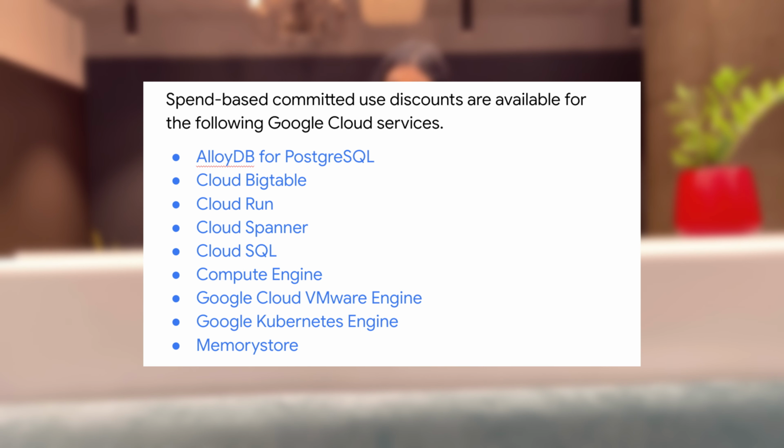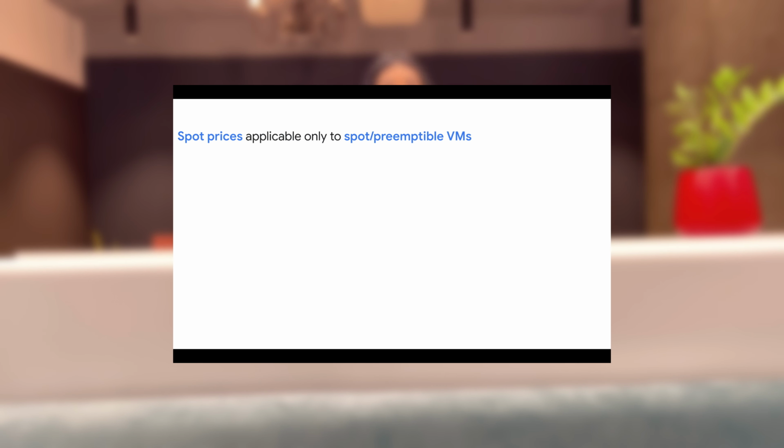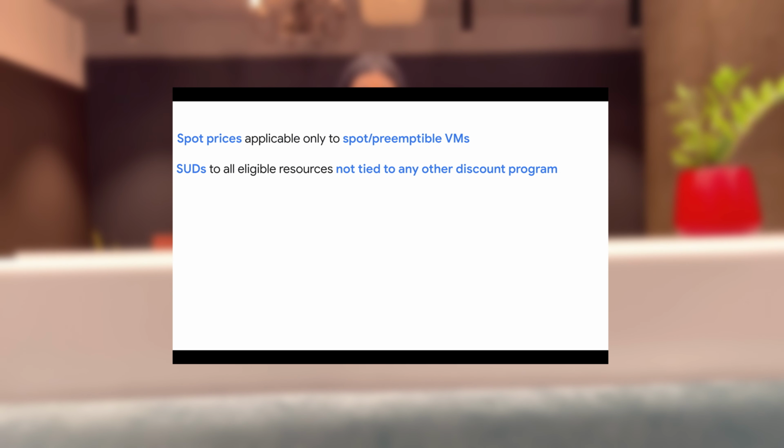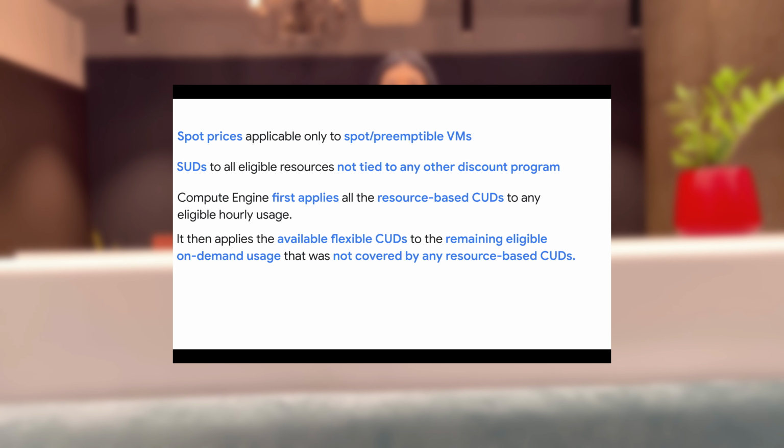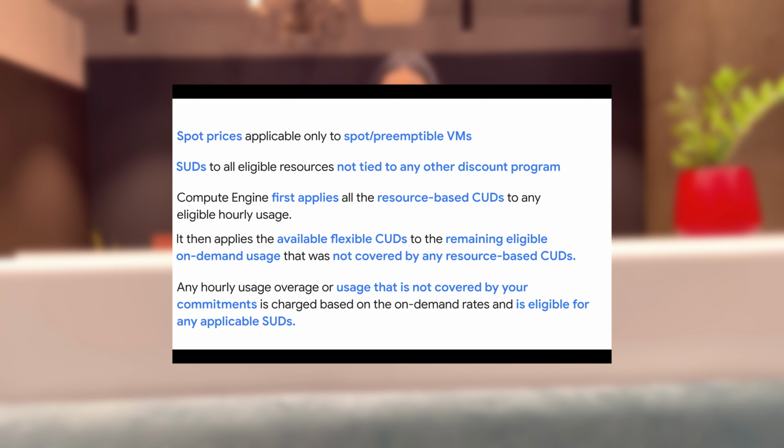Now let's take a look at the order in which these discounts are applied and which discount is applicable when. Spot prices are applicable only to spot VMs or preemptible VMs. SUDs get applied to eligible resources which are not tied to any other discount program. And in the case of CUDs, Compute Engine first applies resource-based CUDs. And once all resources are exhausted for the resource-based CUD, if you have purchased any flex CUDs, then the flex CUDs get applied. Once both of these are exhausted, for every incremental hourly usage of your instances, SUDs get applied.